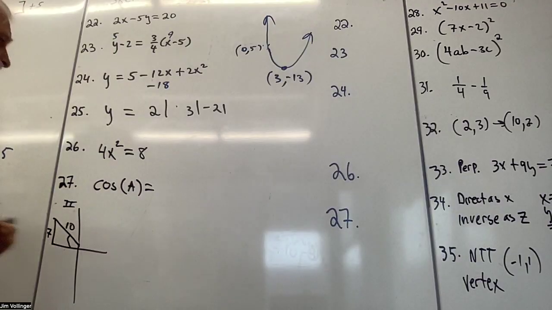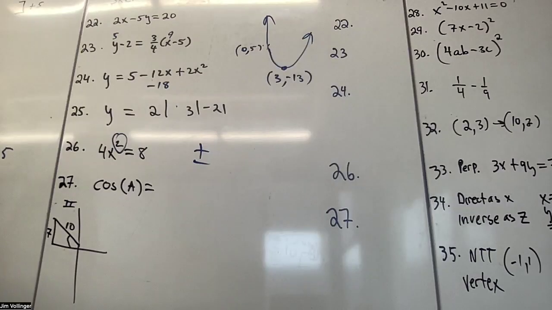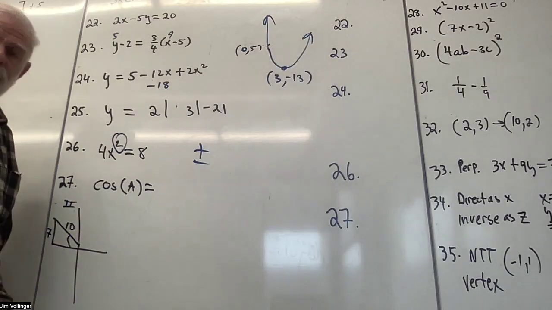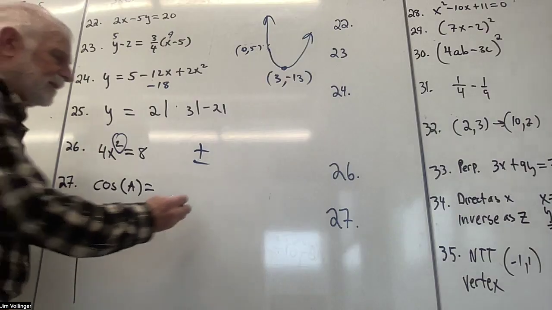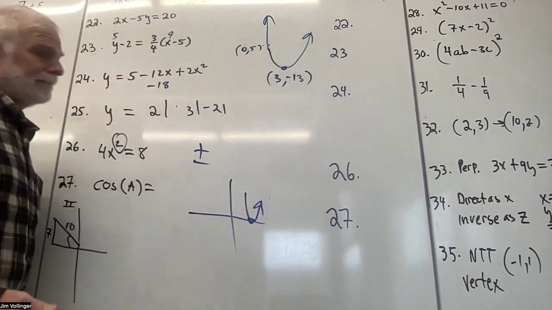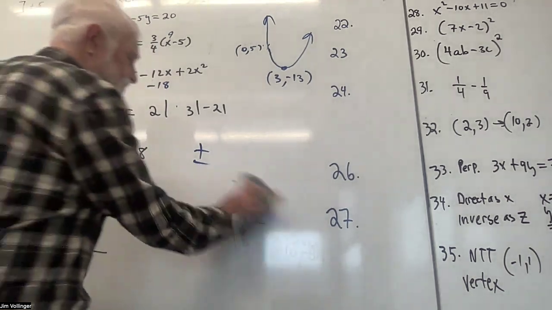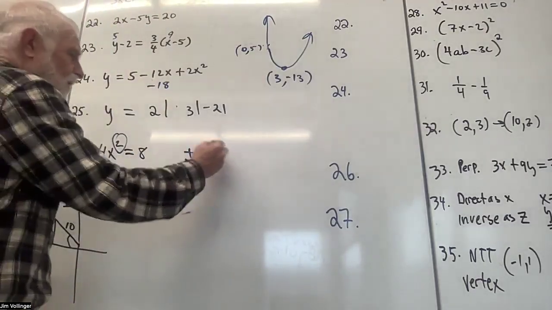4x squared equals 8. Hope you got a plus minus. That tells you how many answers there are. There could be 2 imaginary. They come in pairs, but this has to have 2 answers unless it's sitting on the x-axis. And we call that a double root, right? All right. But we got a couple of answers coming our way. What are they? Plus minus the square root of 2.